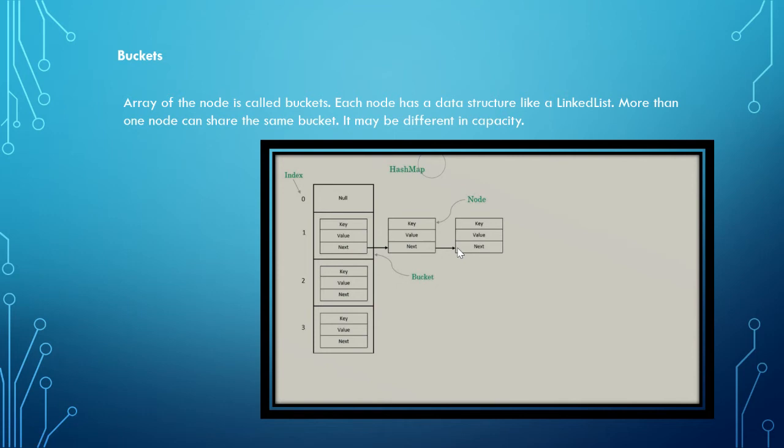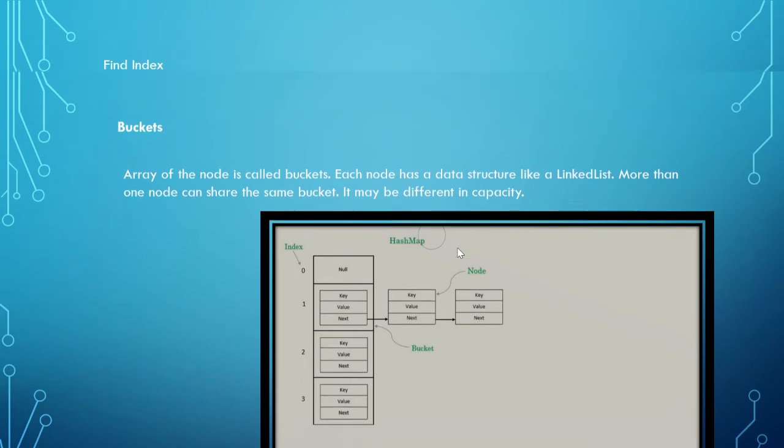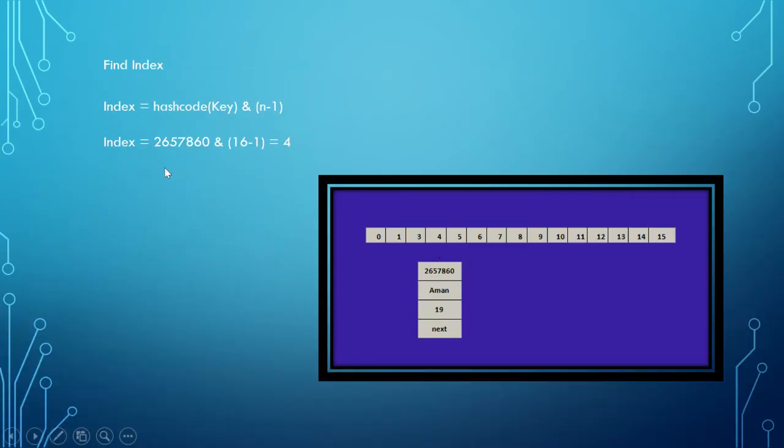We will see the details ahead: how to store the elements and how to find the index. To find the index, HashMap uses the hash code of the key and mod of capacity minus one, that is, hash code & (capacity - 1). You can see one example. We have Aman. For Aman we find the hash code, and the node stores the key, value, and the next node. If there is no next node, it holds a null value. We find the hash code of the element, then find the index, which is four, and store it at index four.